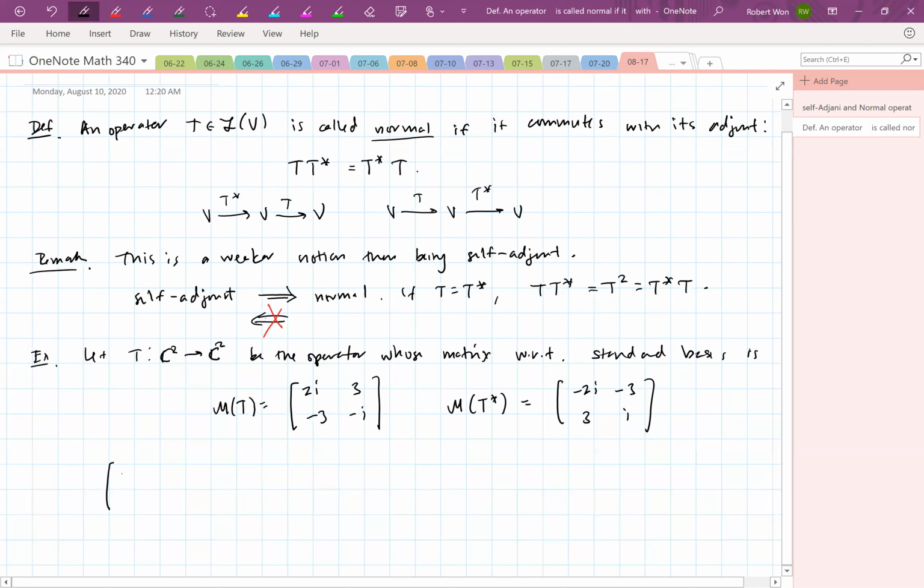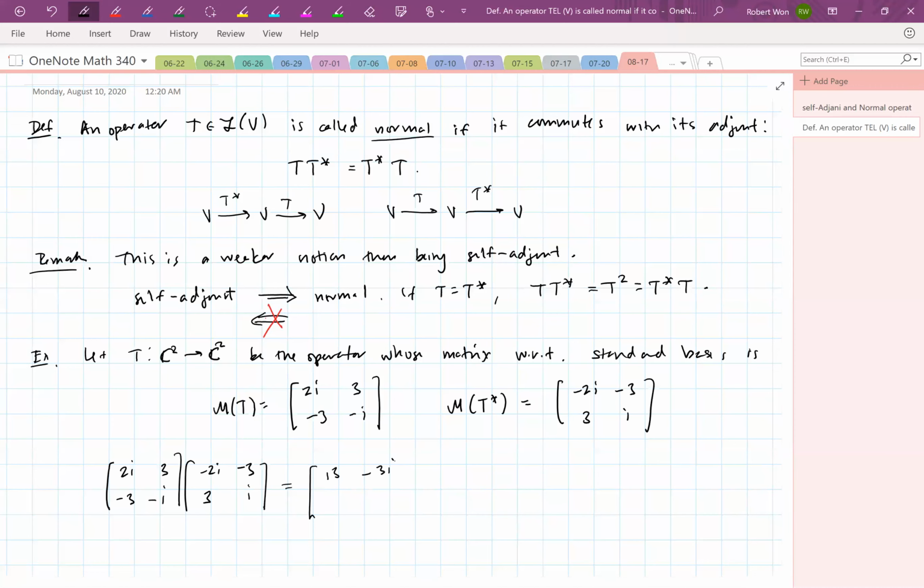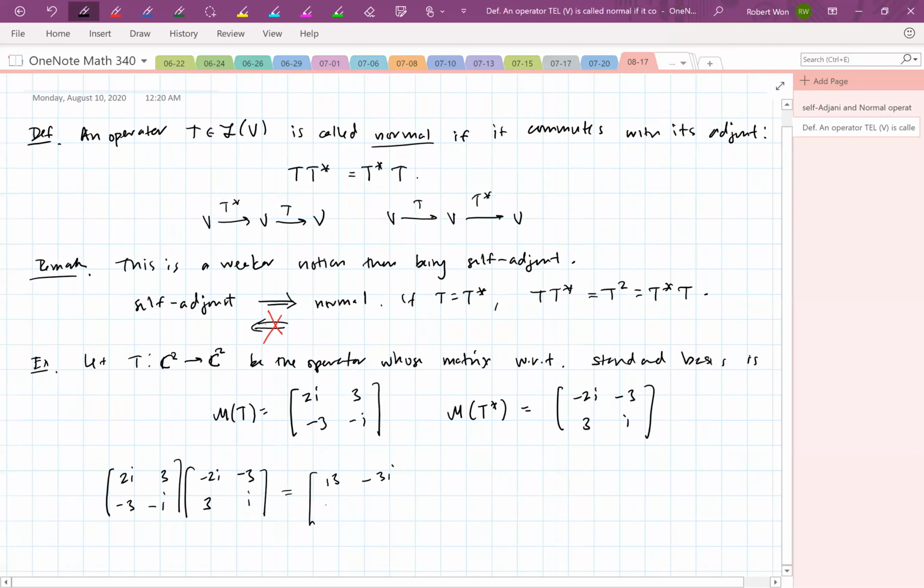But we can do this multiplication. Even I can multiply two by two matrices. Watch, I'm about to make a mistake. I already made a mistake writing down the matrix. So let's see. 2i times negative 2i, that's 4, plus 3 times 3, that's 13. 2i times negative 3, that's negative 6i, plus 3i, that's negative 3i. Negative 3 times negative 2i, that's negative 6, that's positive 6i minus 3i, that's positive 3i. And then minus 3 times minus 3, that's 9 plus 1, that gives you 10. And then you can check if you multiply them in the other order.